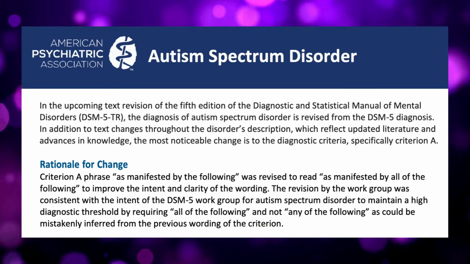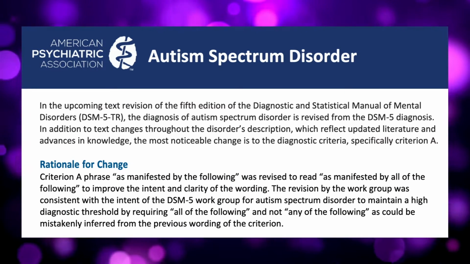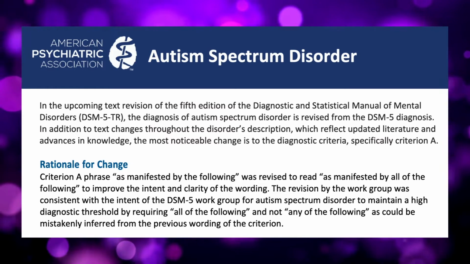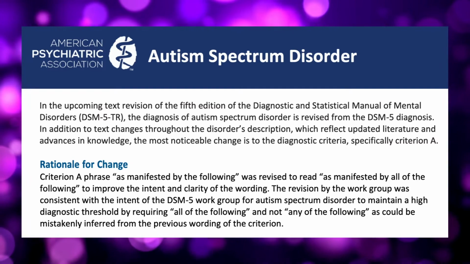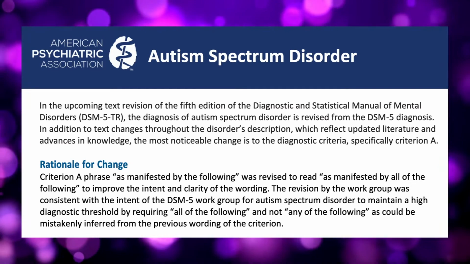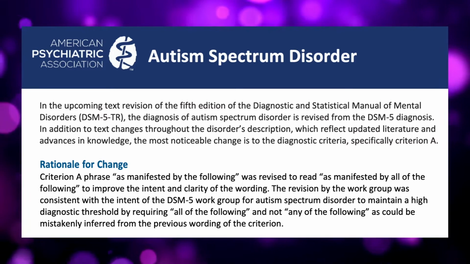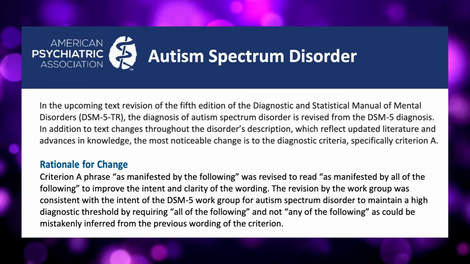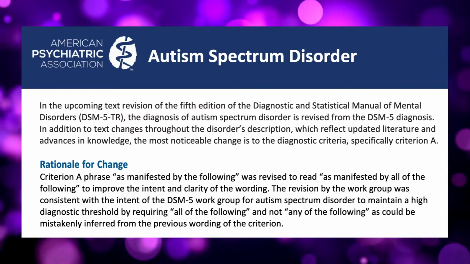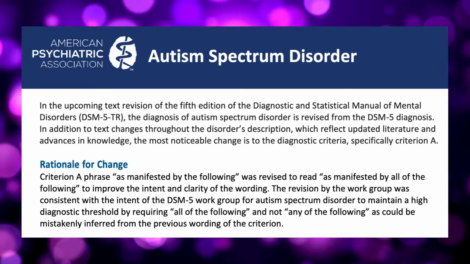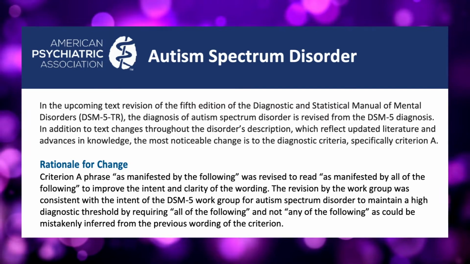So the American Psychiatric Association put out some fact sheets. And the one on ASD reads, in the upcoming text revision of the 5th edition of the DSM-5, the diagnosis of autism spectrum disorder is revised from the DSM-5 diagnosis. In addition to text changes throughout the disorder's description, which reflects updated literature and advances in knowledge, although they're still saying it's disorder, the most noticeable change is to the diagnostic criteria, specifically criterion A.